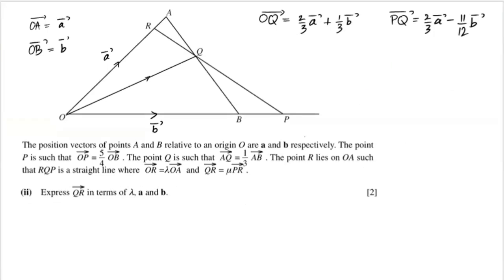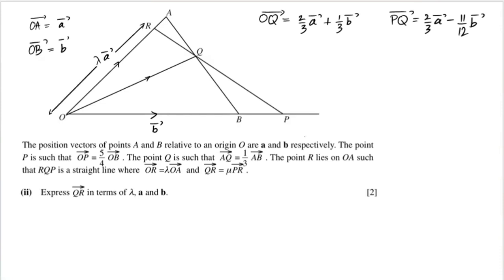I have kept my previous answers right here and the information because I'll be needing those to solve part two. In part two, it says express QR in terms of lambda, A, and B. So let's take a look at QR. Since it says lambda, check which expression has lambda. So OR's value is lambda A. Let's write it lambda A for this one, this vector.